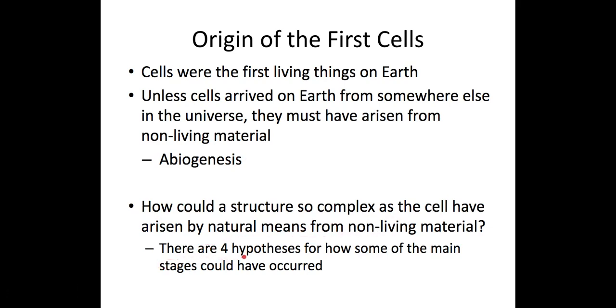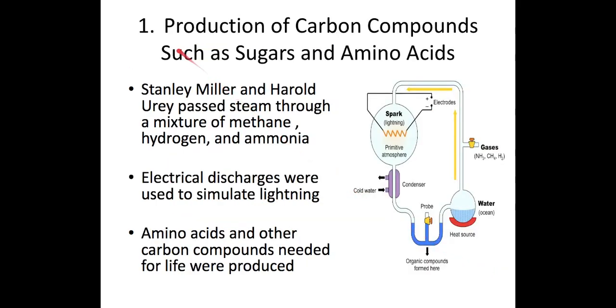There are four theories and hypotheses for how some of the main stages could have occurred in the origin of the first cells. The first is the production of carbon compounds, such as sugars and amino acids. Stanley Miller and Harold Urey, two scientists, passed steam through a mixture of methane, hydrogen, and ammonia. Electrical discharges were used in this model to simulate lightning in the environment, and amino acids and other carbon compounds essential for life were produced as a result.